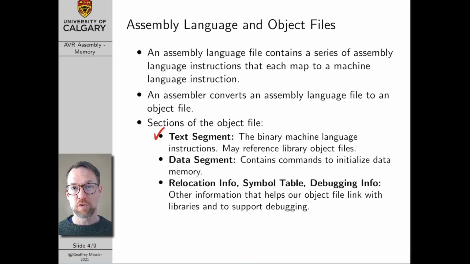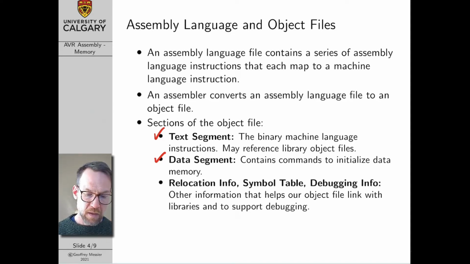And these assembly language instructions basically get mapped one-to-one to machine language instructions by the assembler. We also, as we're going to see, have something called a data segment in our assembly language file. The data segment contains a series of commands that are used to initialize values in data memory. So before our program is up and running, there's a little bit of boot code that takes a look at the data segment of our assembly language file and uses the commands in there to write certain values into data memory that are there waiting for our program when it starts to execute.